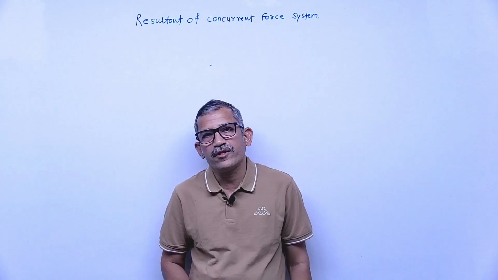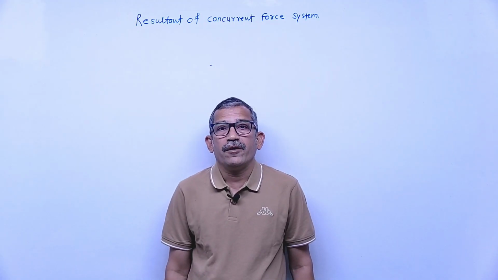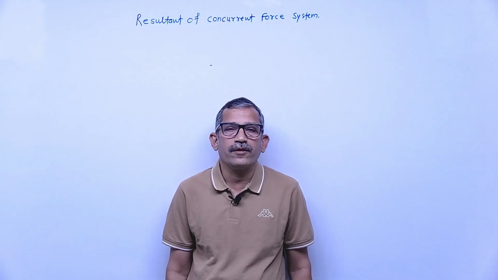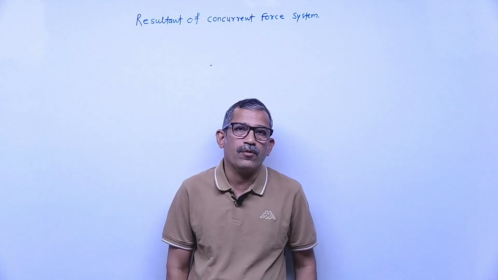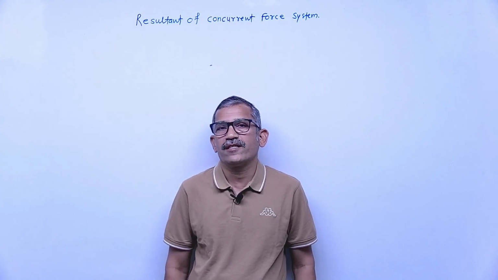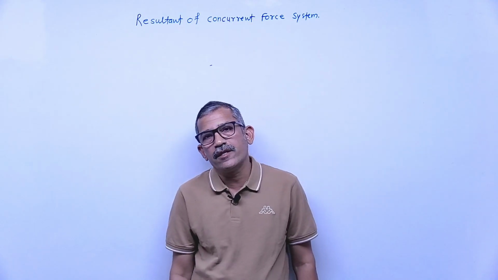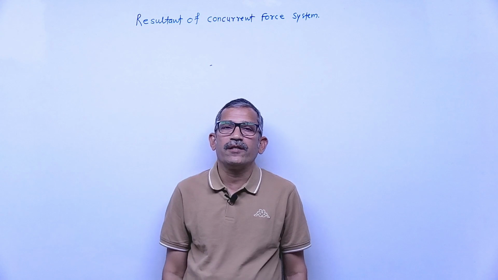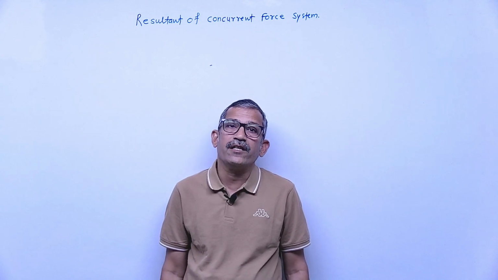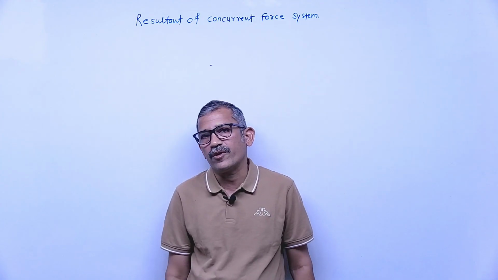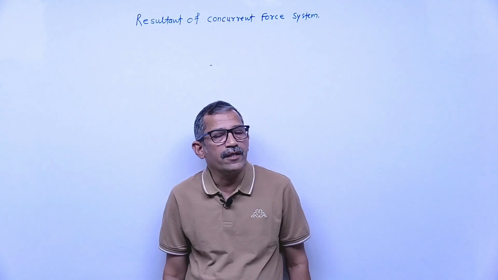Whenever any force is given, if its inclination is given with horizontal, then the horizontal component is the cosine component and the vertical component is the sine component. First point. Second, if the inclination of the force is given with vertical, then the vertical component is the cos component and the horizontal component is the sine component. Next point, what was it?